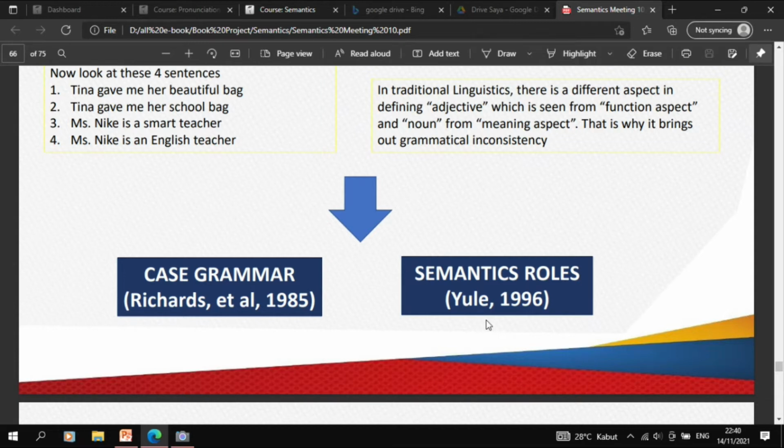It is not really a different theory. It is the same: how we see a noun phrase in a sentence, what its function is, what its role is, what the case grammar is for this noun. But Richards and Yule have different terms. They have a different way of seeing the noun, the correlation between the noun and the verb itself.